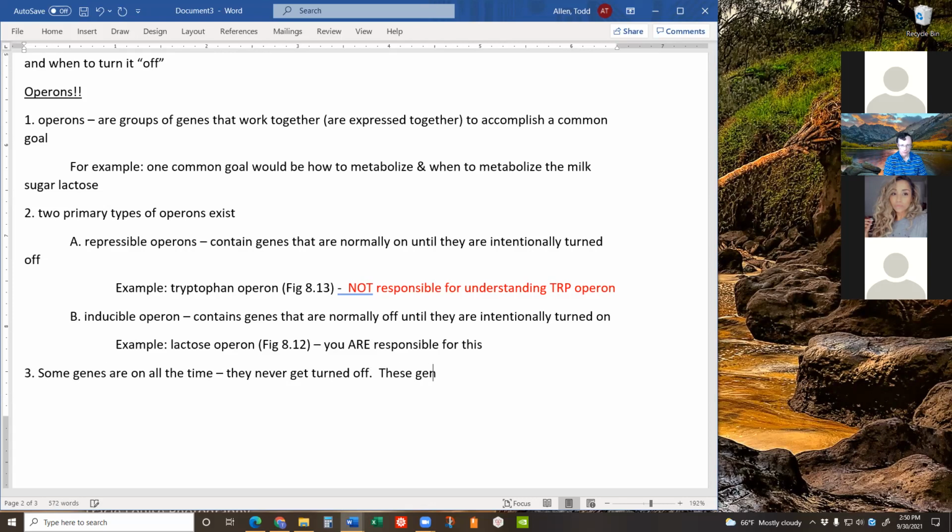These genes are referred to as constitutive genes. They are on all the time and they do not ever get turned off. All right. Any questions so far?